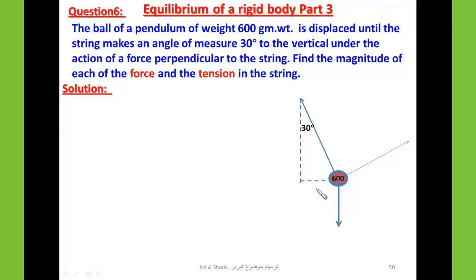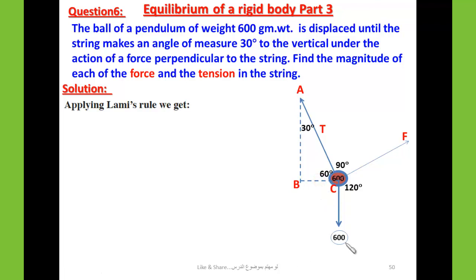And we complete the figure. Here we put this information. Here is the weight of the ball, 600 gram weight, and we have a triangle ABC, and we calculate the measures of the angles between each two forces. So the angle between the tension in the string T and F is 90, and since the measure of this angle equals 30 and the angle B equals 90, the measure of angle ACB is 60.